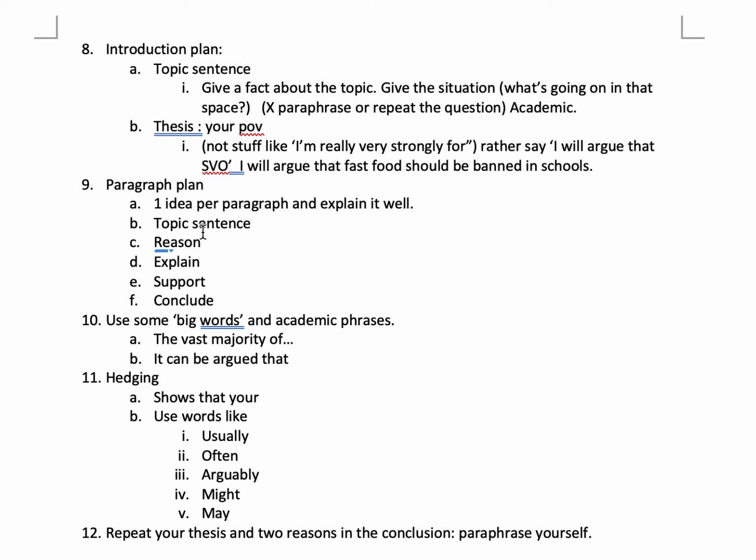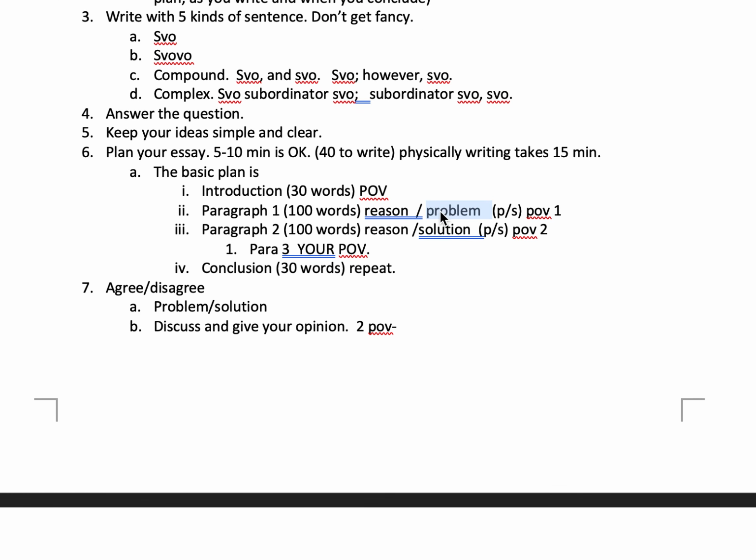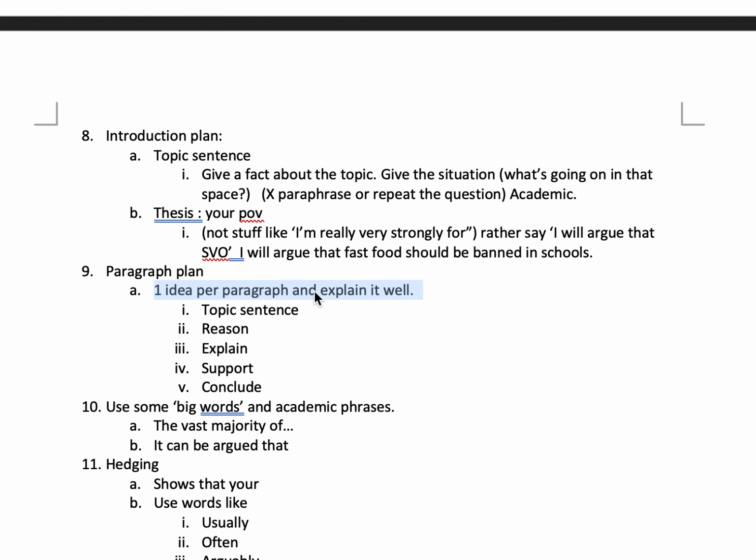You have your reason. You're going to have one idea per paragraph. Okay, so if it is a problem, then it's going to be one problem. If it's problem solution, in one it's just going to be one idea, one thing, right? Like companies pollute too much is one idea. Or if it's going to be a reason, it's going to be fast food should be banned because it is unhealthy. If it's a point of view, then you just copy whatever point of view. If it's to discuss and give your opinion, give that point of view in that paragraph, okay? So one idea per paragraph.